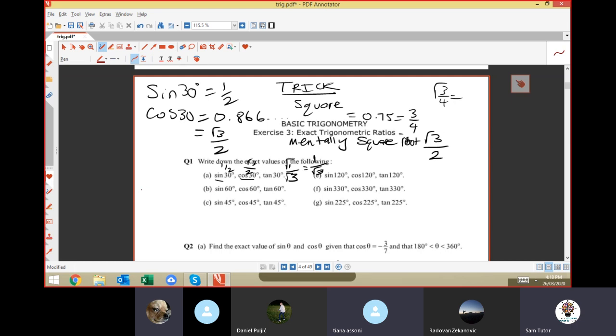So sine 60. Okay. You get 0.866. Then what are you going to do with that? Square it first. That gives me 3 over 4. Then what's your final answer that we're looking for? Square root 3 over 2, because you've got to mentally square root this.